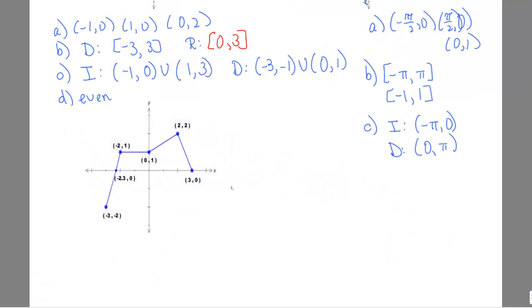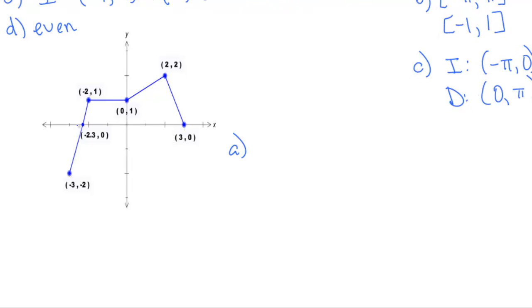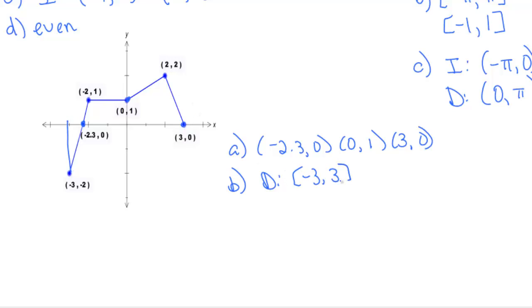Our last graph, what are the intercepts? We have 1, 2, 3, so (-2.3, 0). We have (0, 1), and (3, 0). The domain, the x values go from -3 to 3, and the range, remember the y values, the low to the high, again those y values from -2 to 2.